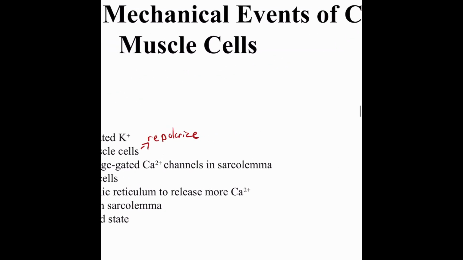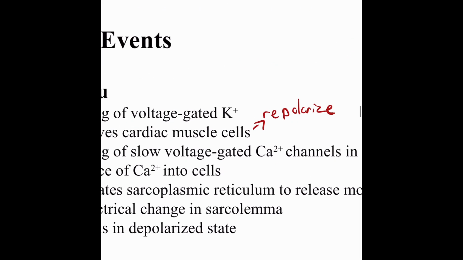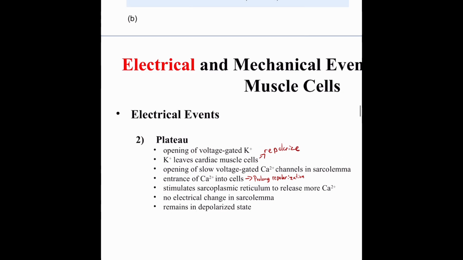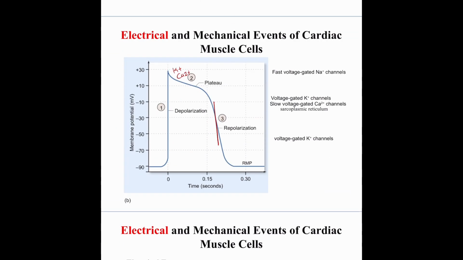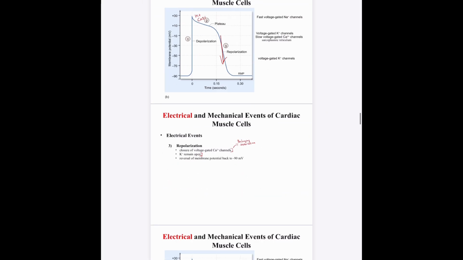But because the calcium channel is open and calcium enters, which in the nodal cells was what got us to depolarize, it will prolong repolarization, right? So we can't go back down because this calcium is flowing into the cell. And once those close, then we will get that whole repolarization effect.